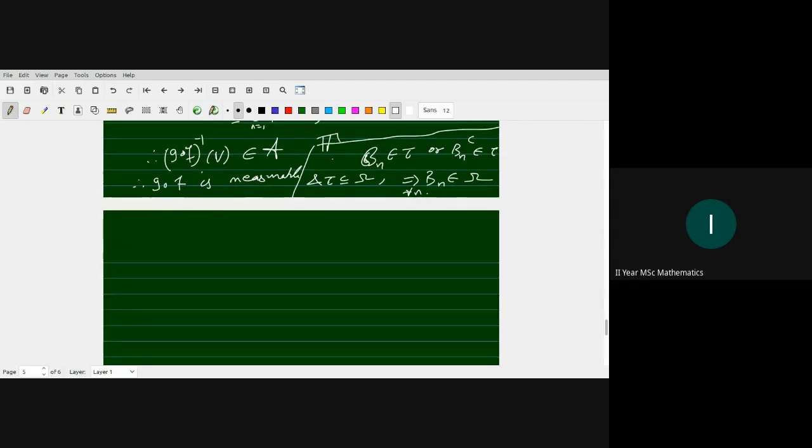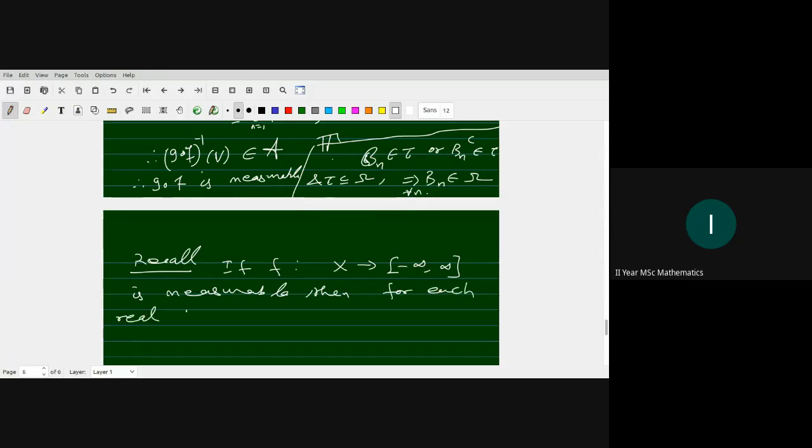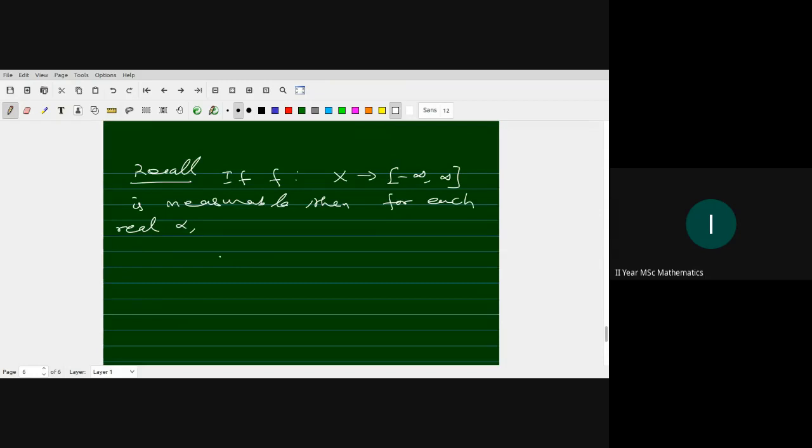Before moving into the next result, we consider the following. We recall this: if f from X to minus infinity comma infinity is measurable, then for each real alpha, f inverse of alpha comma infinity is measurable, right?